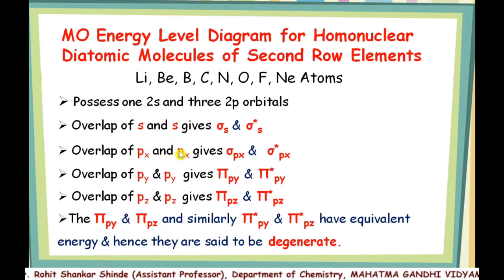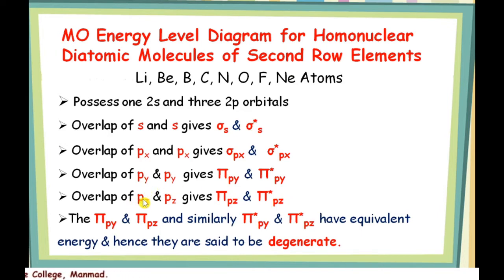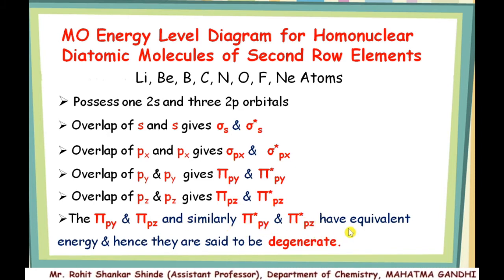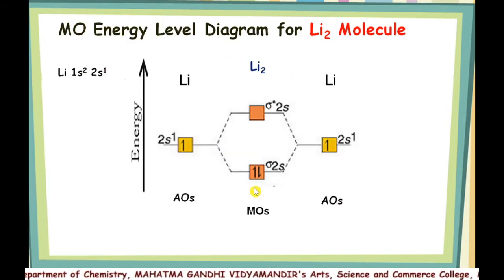The overlap between two s orbitals gives one sigma s and one sigma star s molecular orbital. Overlap between px-px forms sigma px and sigma star px molecular orbitals. Overlap between py-py gives pi py and pi star py, and the overlap between pz-pz forms pi pz and pi star pz molecular orbitals. The pi py and pi pz, and similarly pi star py and pi star pz, have equivalent energy and hence they are said to be degenerate. Now let us commence our session with the molecular orbital energy level diagram for the Li2 molecule.